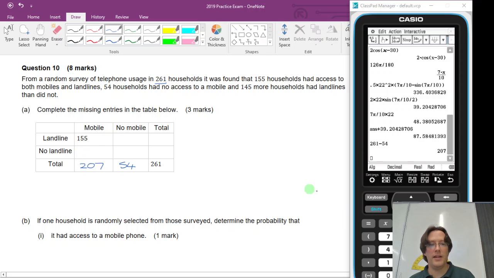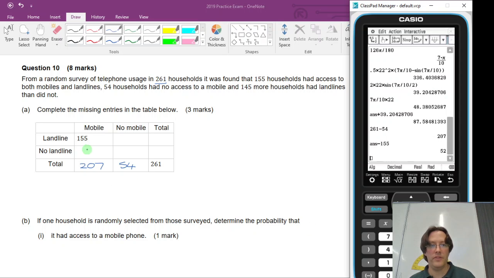For no landline, I can do take 155, I can do a 52 in there, and 145 more households have access to landlines than did not. So if we have X for no landline, and sorry, just a second, landline and no landline.